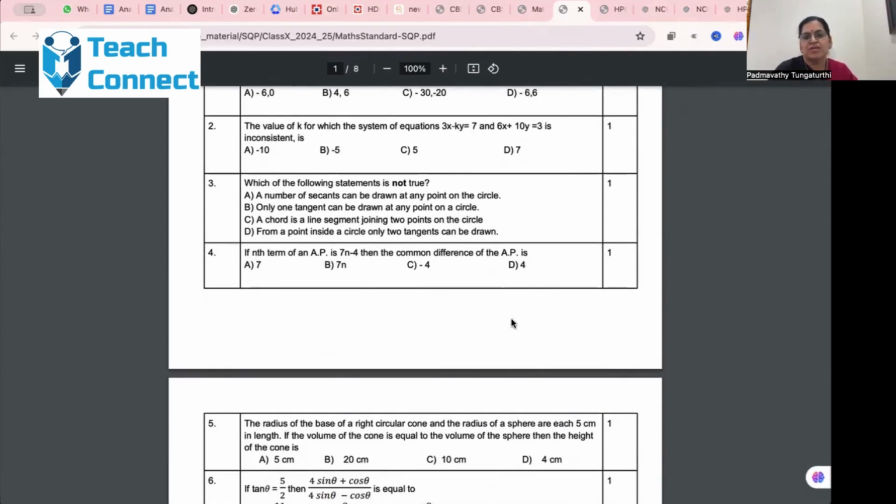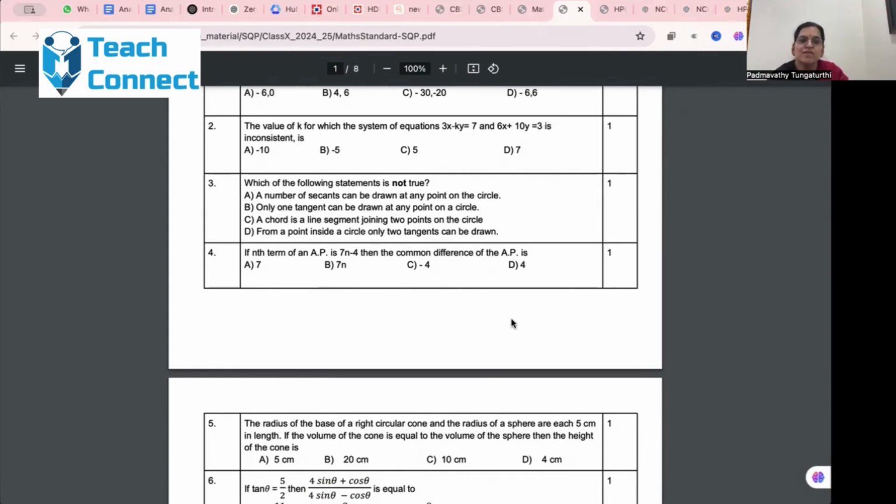Now, question number 2: the value of k for which the system of equations 3x minus ky is equal to 7 and 6x plus 10y is equal to 3 is inconsistent. Here, the question asked is, does the student know what an inconsistent equation is? Inconsistent equations are systems of equations wherein the slopes are equal, but the intercepts are different. Such equations are called inconsistent equations.